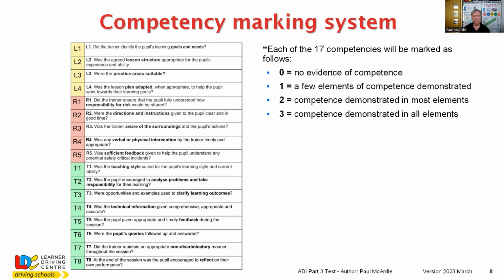Now, as he goes along, what's going to influence him in this regard is what actually happens. So if we take, for example, the very first competency, goals and needs, did the trainer identify the learner's goals and needs? Well, obviously, right at the very beginning of the lesson, there's probably going to be a discussion about what the goals are for today's lesson.